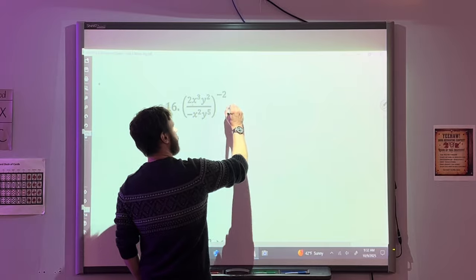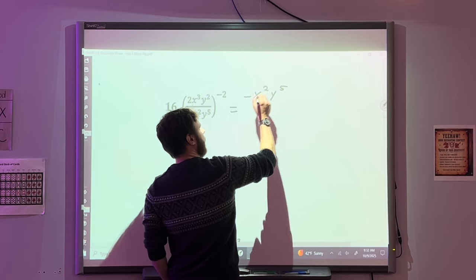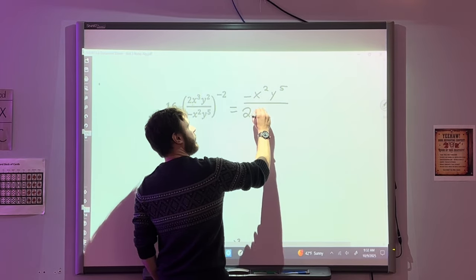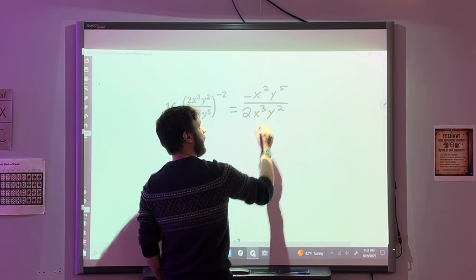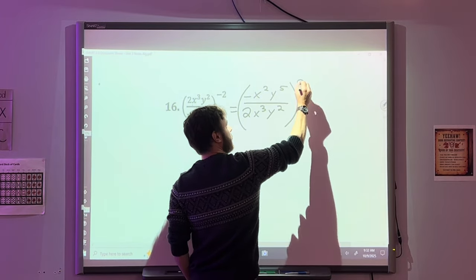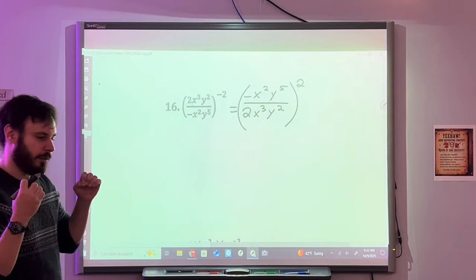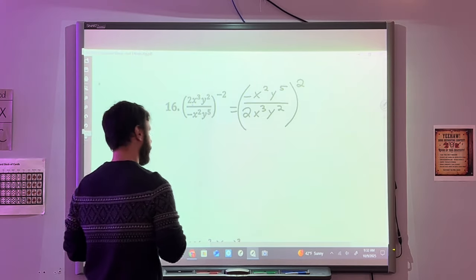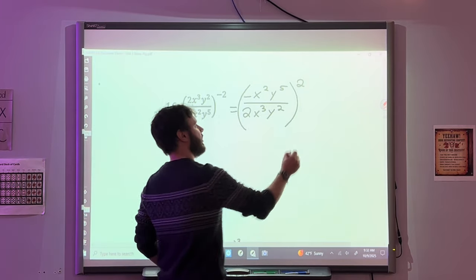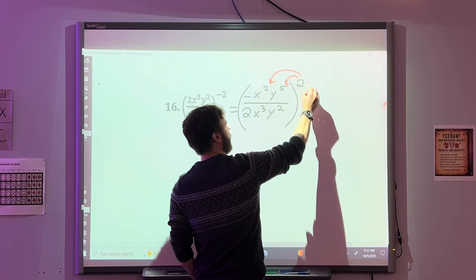So I'm gonna rewrite this with negative x squared y 5 on the top, and then 2x cubed y squared on the bottom. And now that has gotten rid of the negative exponent. That is going to make this so much easier. So let's go ahead and do that right now. Now we're good to take this and give it to everything.